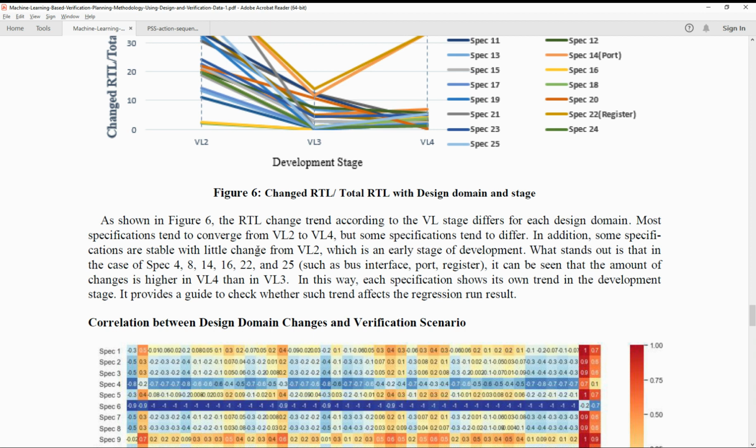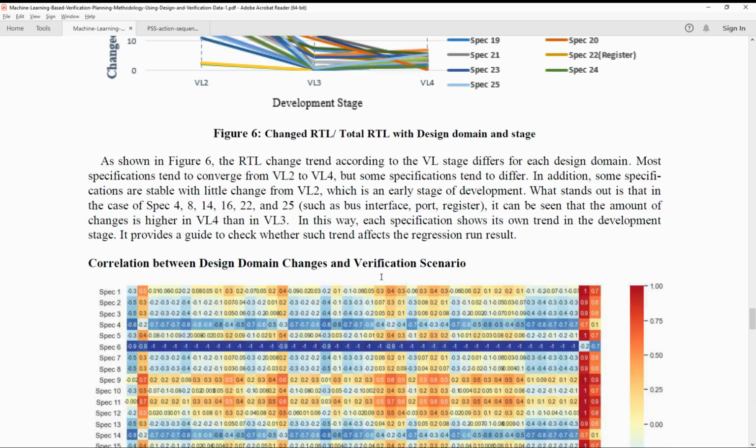What stands out is that in the case of spec 4, 8, 14, 16, 22, and 25, such as interface, port and register, it can be seen that the amount of change is higher in VL4 than VL3. This way, each specification shows its own trend in the development stage and provides a guide to check whether such a trend affected the regression learning result.